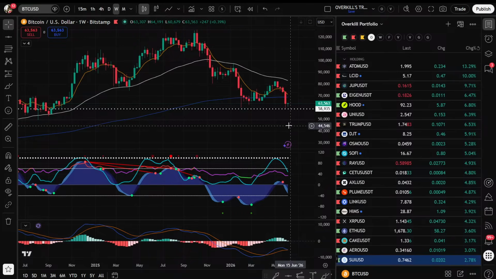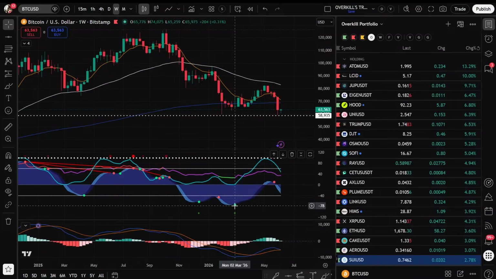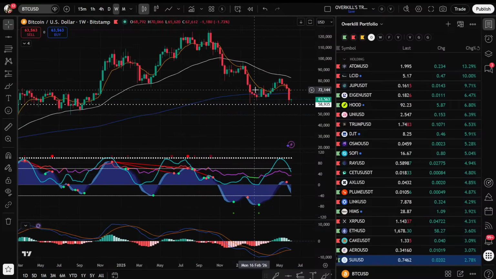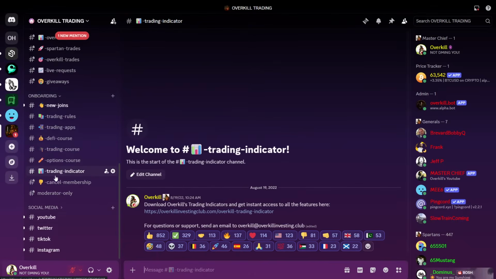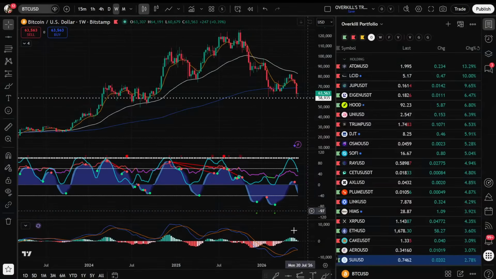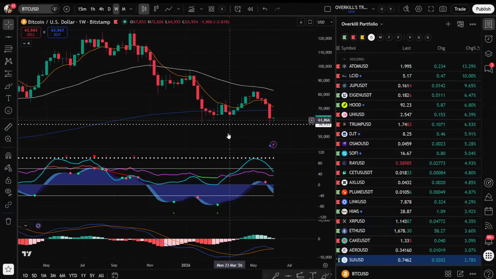$65,000. We're at $63,500 today. Okay, I can't make this up. March 2nd, you guys can pull up the same indicator. You can get all these indicators inside the Discord, trading indicator. Just click on this link right here. Everything loads right up. I cannot make this up.